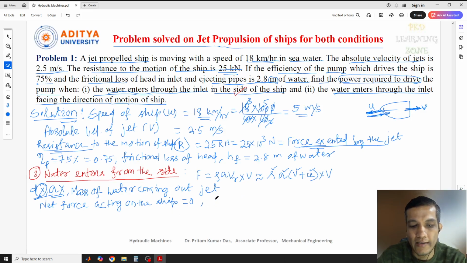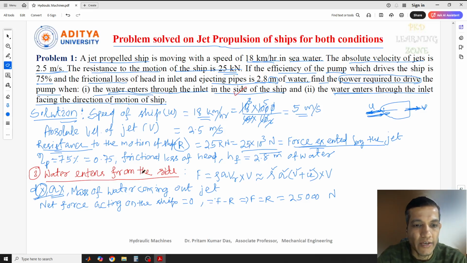So here, if I write the net force equal to 0, then I can write F minus R. So F equals R. I have already written this here, F equal to R, the same terminology, and from here I can confirm the value of 25,000 Newton. This is not that difficult to understand.